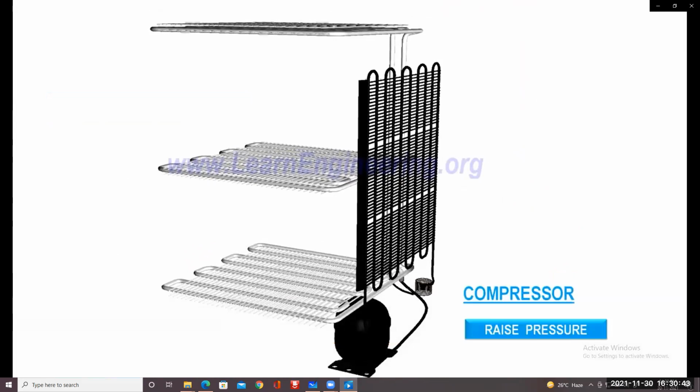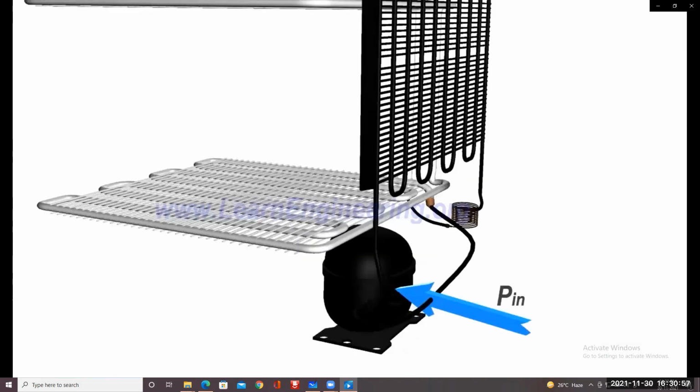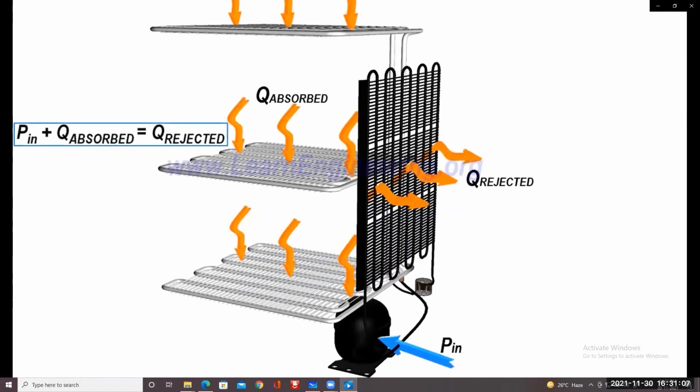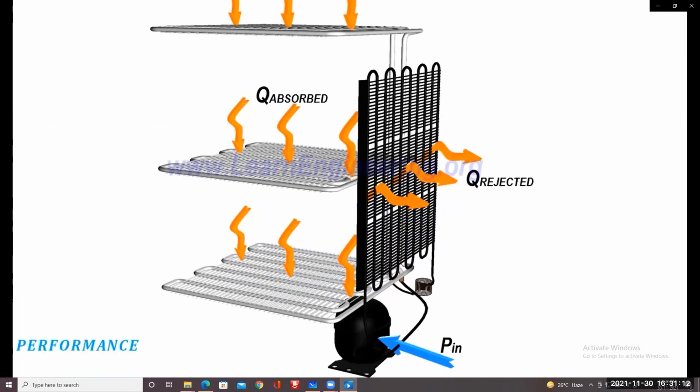Apart from raising pressure, compressor also helps maintain flow in the refrigerant circuit. Usually, hermetically sealed reciprocating type with proper sealing is used for this purpose. Since it is compressing gas, huge amount of input power is required for this operation. A simple energy balance of the system yields this relation. Performance of a refrigeration system can be defined as follows.